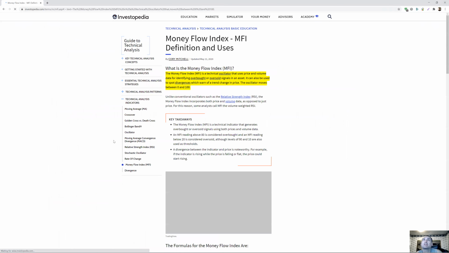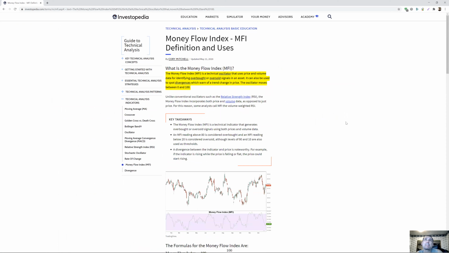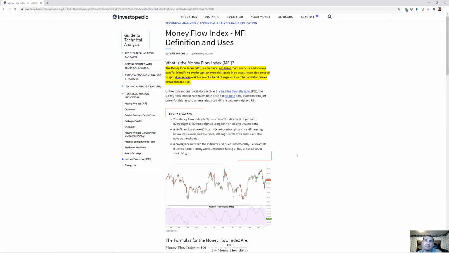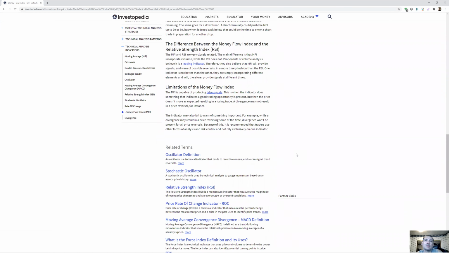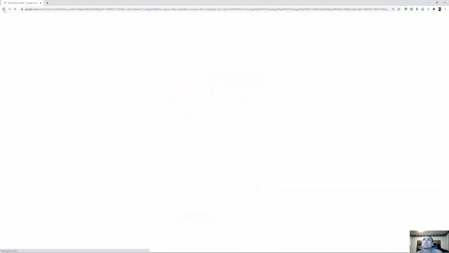So let's look down here. The money flow index, key takeaways: it generates overbought and oversold signals. 80 is considered overbought and 20 is considered oversold, although 90-10 is extreme. That's on most technical indicators. Convergence or divergence between the indicator and price is noteworthy. For example, if the indicator is rising while the price is falling or flat, the price could start rising. So now let's take a look at some examples.